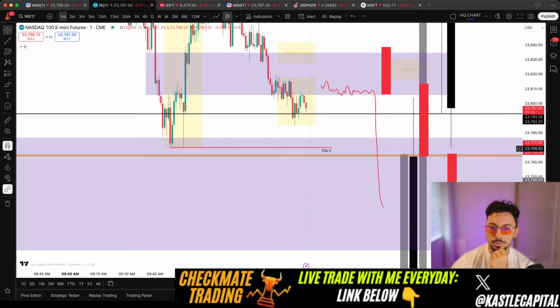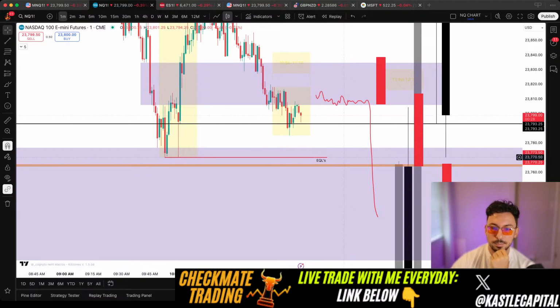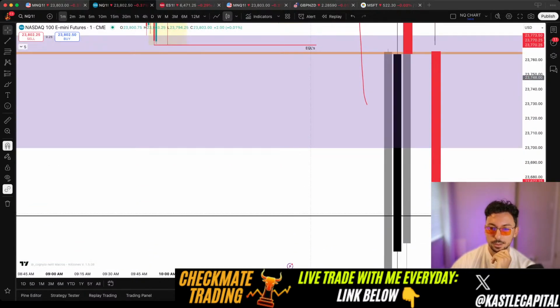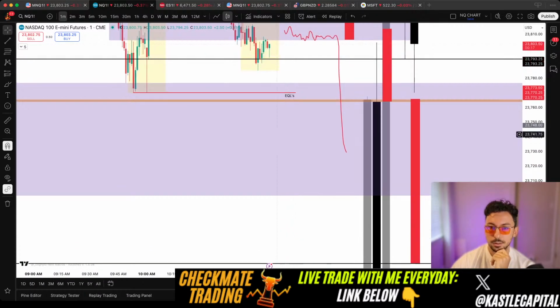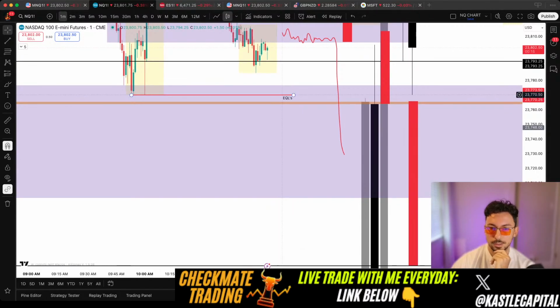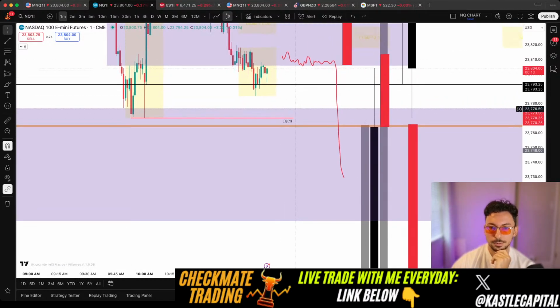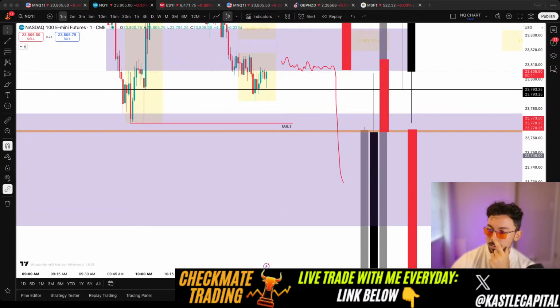these equal lows, I'm going to basically put my stop to break even right at the equal lows. So if this ends up completely dumping through them and going down to the liquidity over here, then I'll make a ton. But if not, I'll just get stopped for profit at the equal lows. That's my hope.